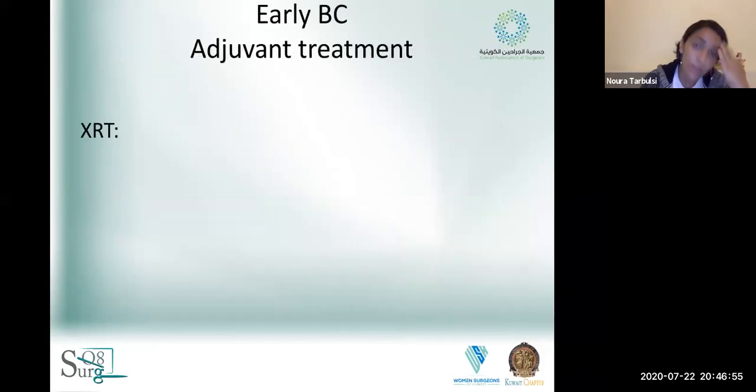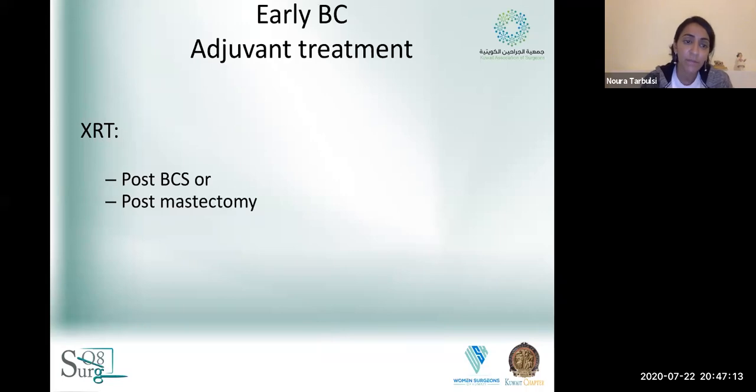All right, so we're still in the early breast section. We talked about surgery, and now we're talking about adjuvant treatment. What are the indications to do radiotherapy in early breast cancer? Obviously, immediately after breast conserving surgery. If I'm doing lumpectomy, I have to do radiotherapy.